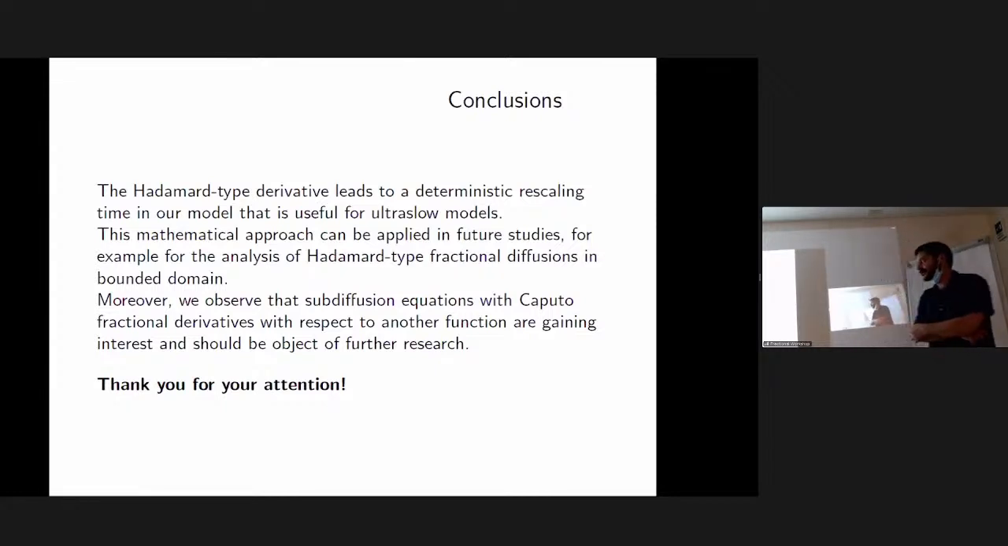For the analysis, with the object to apply this kind of model also in other contexts. Okay, so we will study also problems, for example, in bounded domain, and so okay.